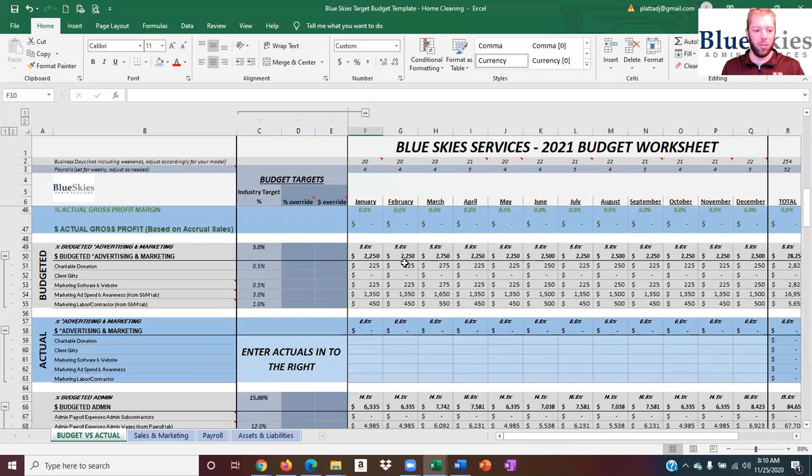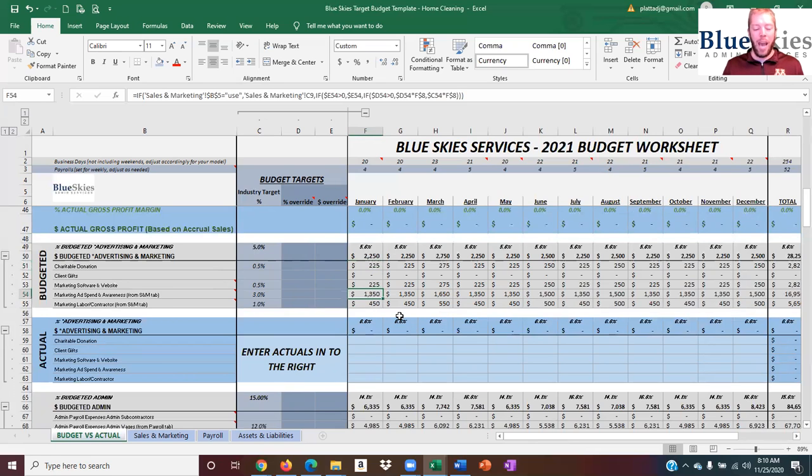So the first one we'll hit is marketing. That's like the easiest thing to understand, right? We're spending money on maybe some infrastructure like software, website stuff to make our marketing hit home. We're maybe doing some charitable donations or client gifts. I've got a little bit built in for charitable donations, nothing in for client gifts.